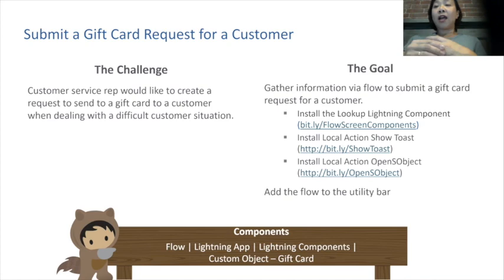And then lastly, we're going to add the flow to a utility bar so that it can be invoked in a console app. So our components here are Flow, Lightning App, and Lightning Components, and I also created a custom object, gift card, that basically just holds the customer, the dollar amount, and then the status of the gift card request.